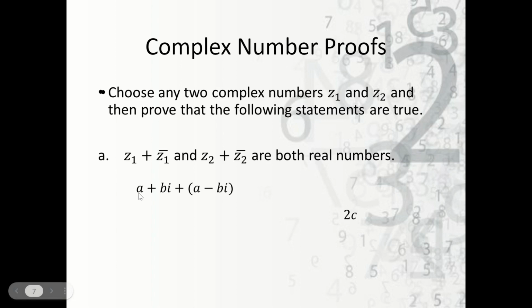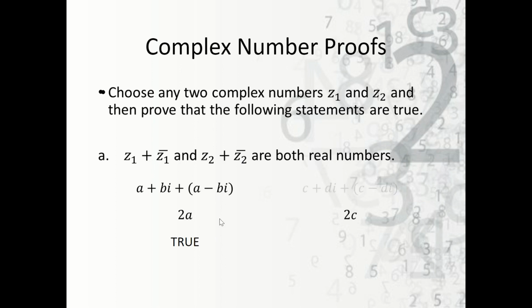So if we do this, let's check. So we have a plus bi plus a minus bi, right? Because all we're going to do is add the conjugates together. Well, we should notice that a plus a is left, and then we have bi minus bi, so those cancel each other out. So all we're left with is a plus a, which is 2a, and that is a real number because there's no i's left. So we were able to prove it that way.